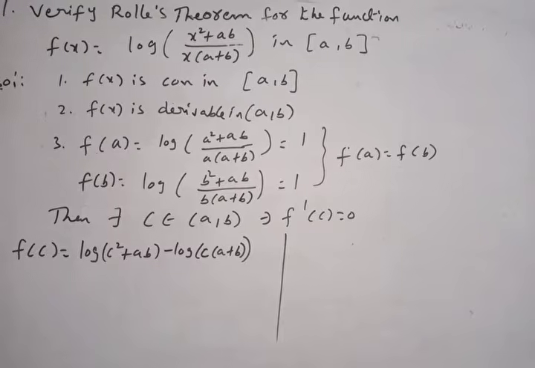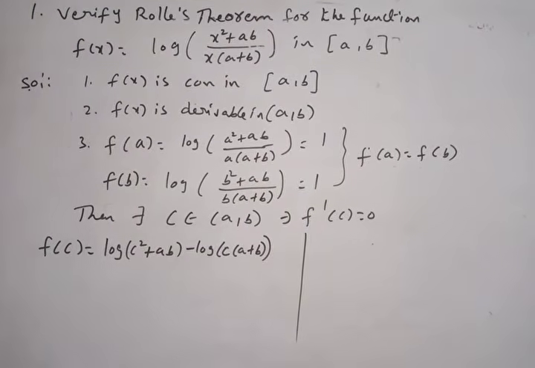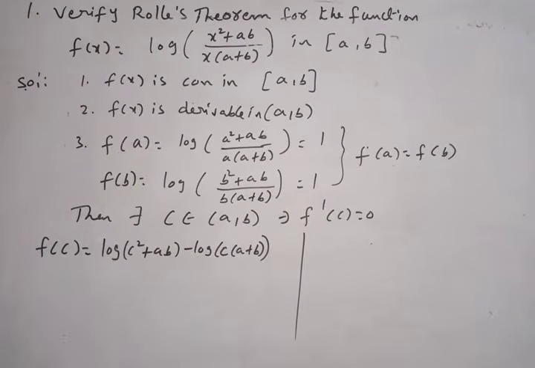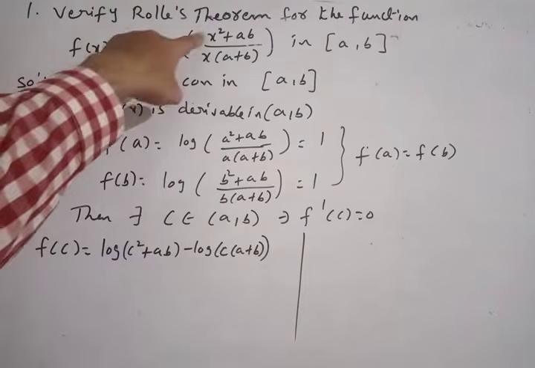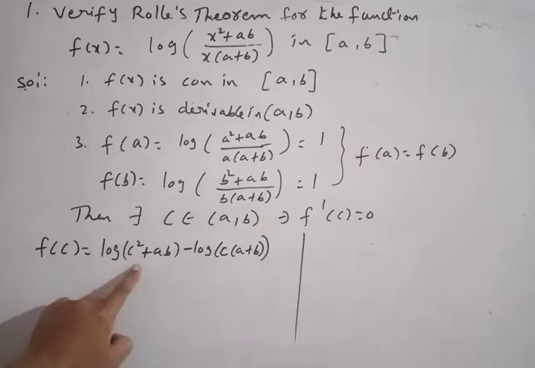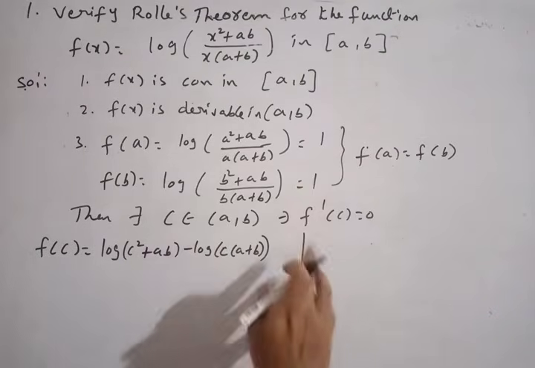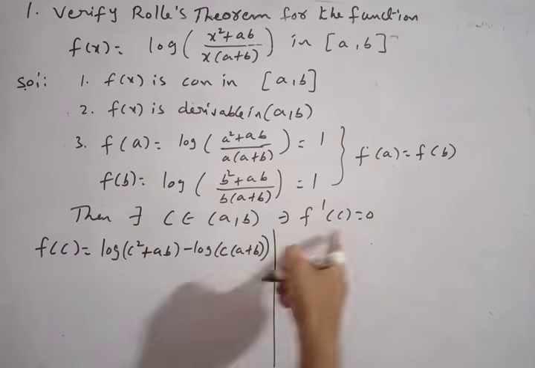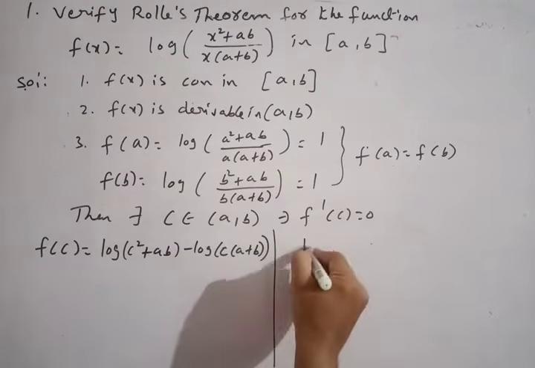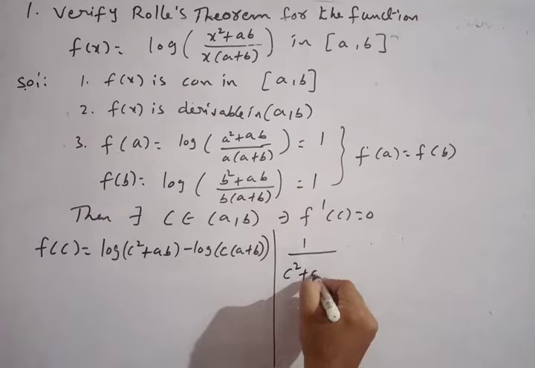Okay, how did we take this formula? Log a by b is equal to log a minus log b. So in place of x I substituted c. F of c is equal to log a minus log b, I wrote. Now f dash of c we need, right? So differentiation of log x is what? 1 by x, 1 by c square plus ab.